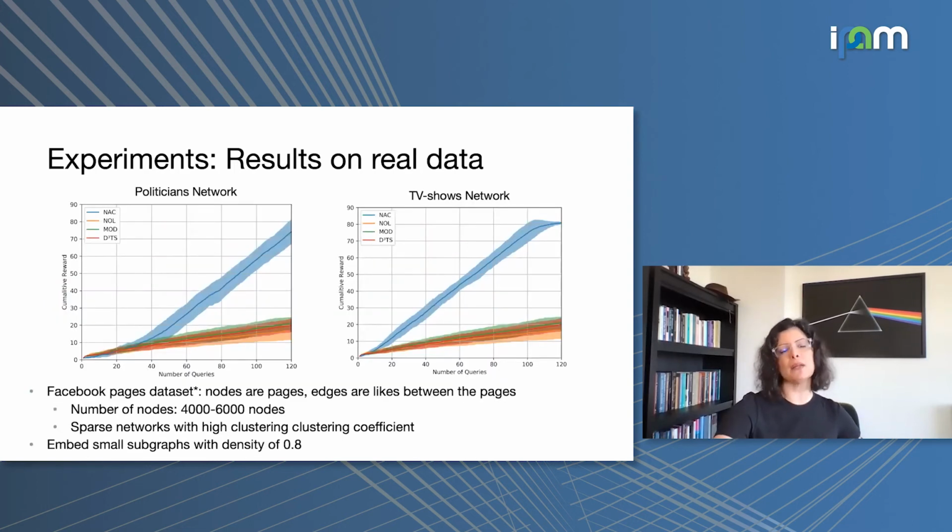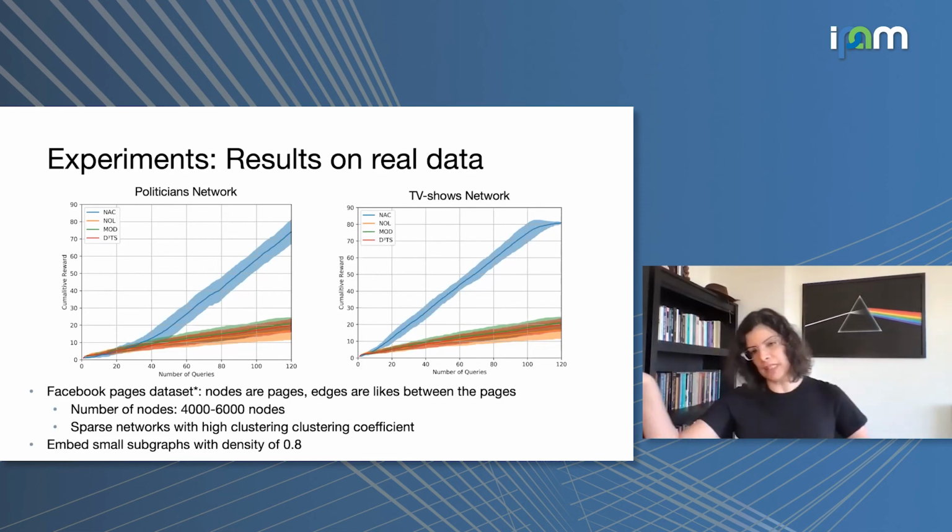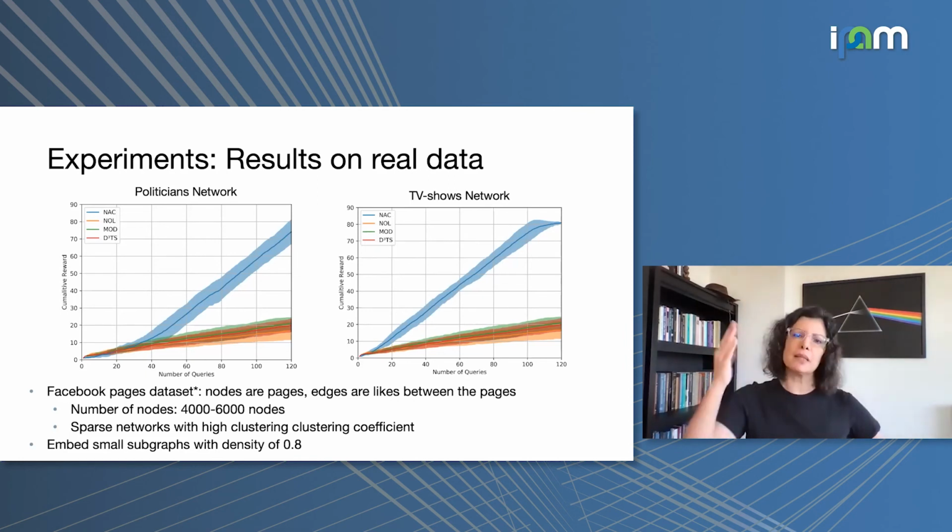We also ran it on real world data. These are Facebook pages. And in terms of the target nodes, we embedded these small subgraphs with density of 0.8. And again, NAC is the blue line. And you're seeing, in terms of the x-axis, which is number of queries, and the y-axis, which is cumulative reward, that we're able to do better than the other ones.